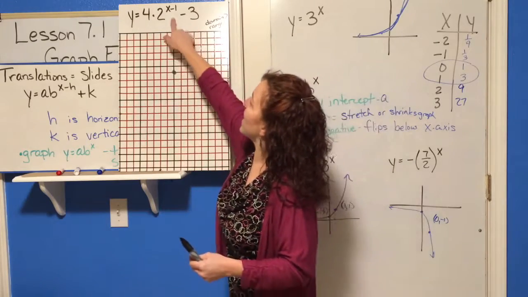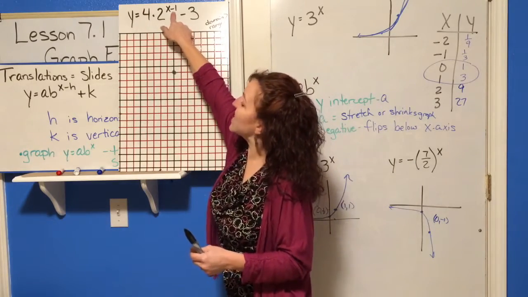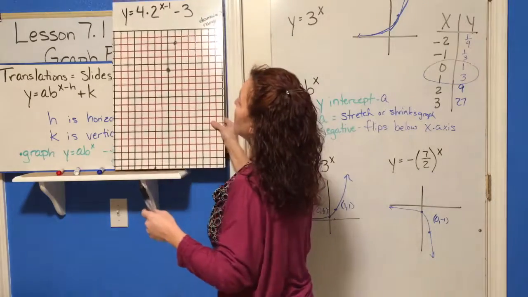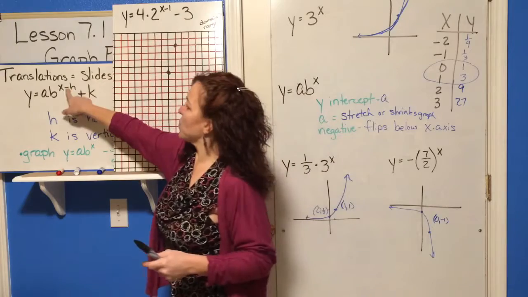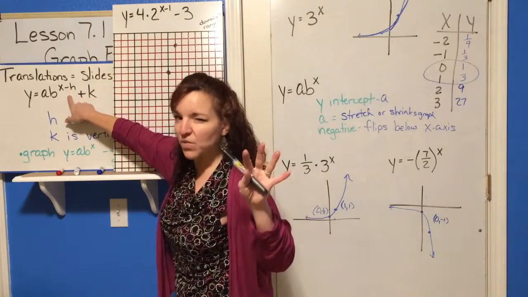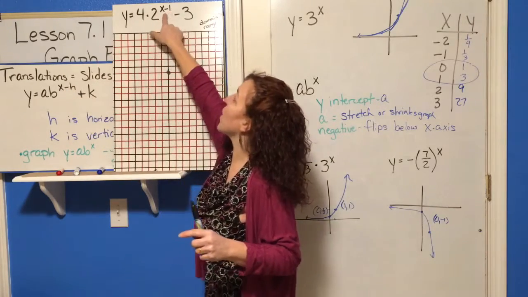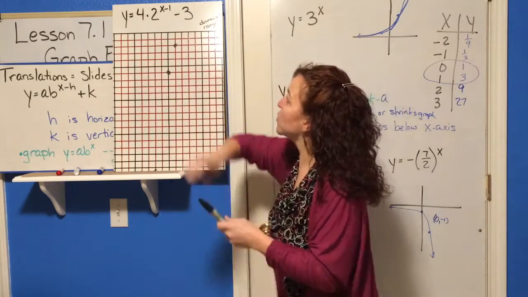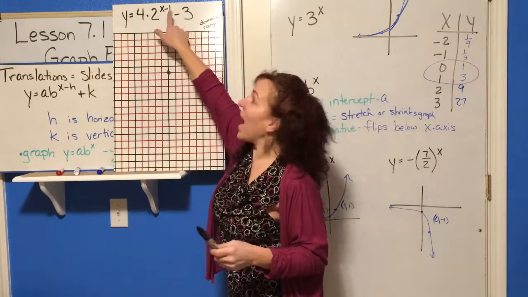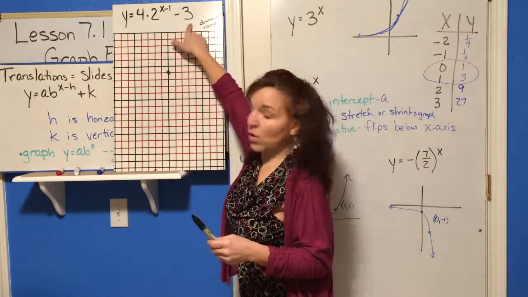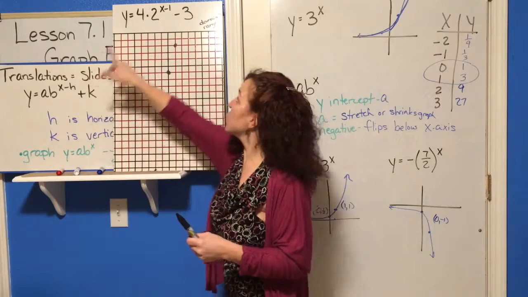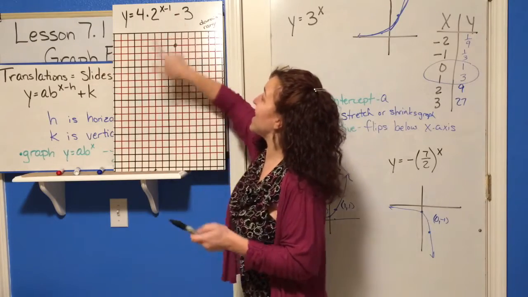This graph has a horizontal slide of 1. And now this is where it's tricky. The h, remember, is the opposite of what it looks like. So because this is a -1, I'm actually going to go +1. So each of these points is going to go to the right 1, and it's going to slide down 3, because the k is your vertical slide. So we're going to go to the right 1 and down 3.